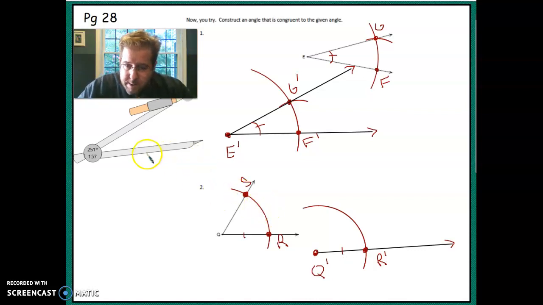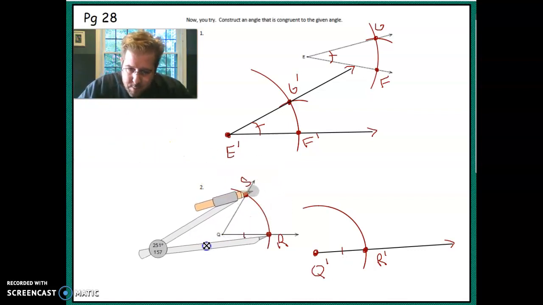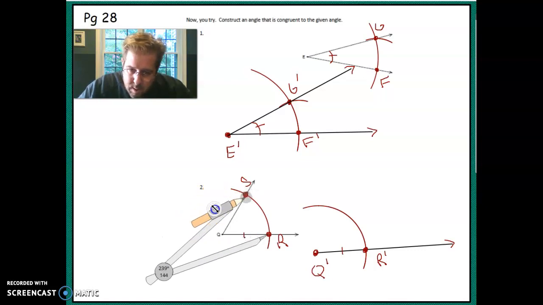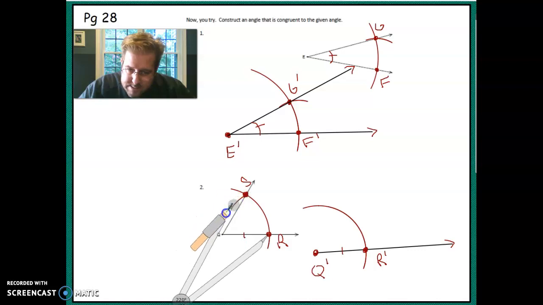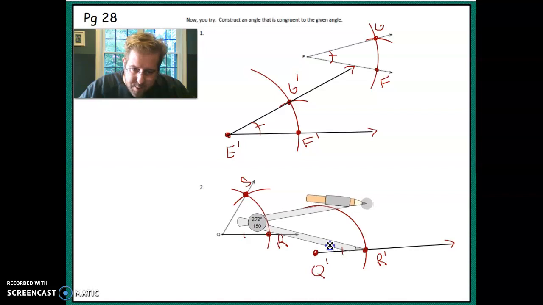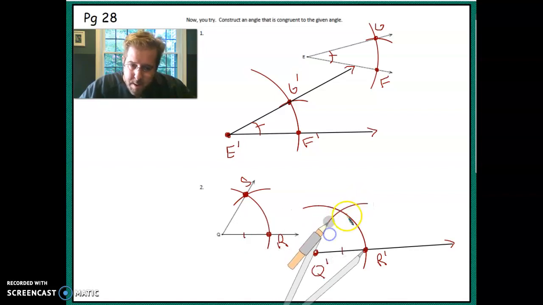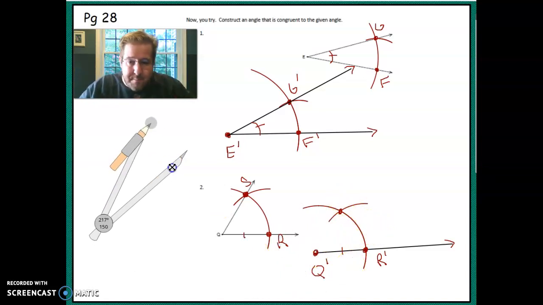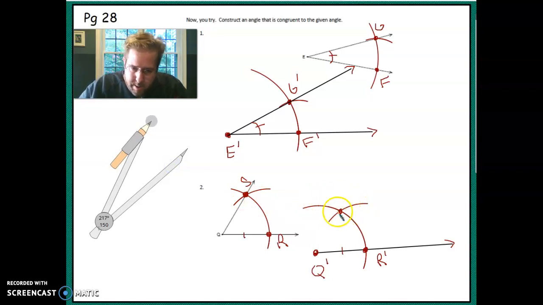Now what we're going to do is put my fixed point on R, put my pencil on S, and make a second arc going through S. And this is going to help us find the location of S prime because the distance from R to S is going to be the same distance as R to S prime. Because once again, if I make another full circle, the radius of the circle should always be the same if it's the same circle. All right, so this is going to be S prime.